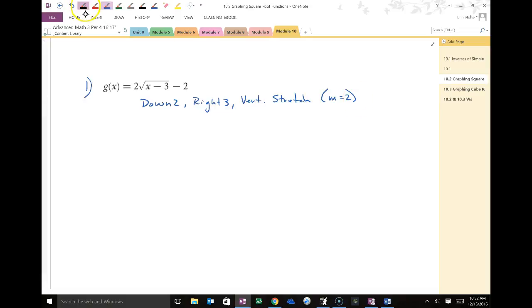So if we go to graph this, what is my vertex going to be? Okay, good. So it'll go to the right 3 and down 2, so we're hitting exactly at the point 3, negative 2. Now all I need for the square root functions is just one other point, since we only have one arm of our function. So I'm going to use the slope to come up with the second point. How would I move from my vertex?